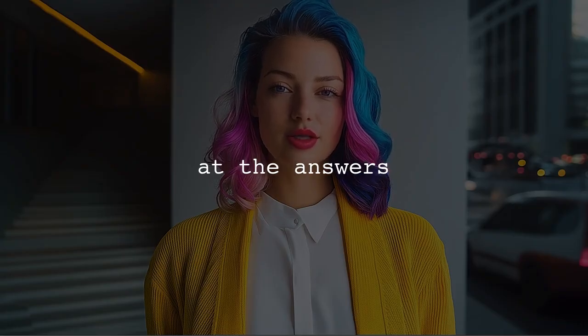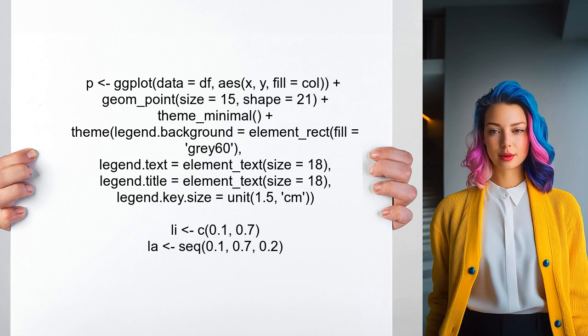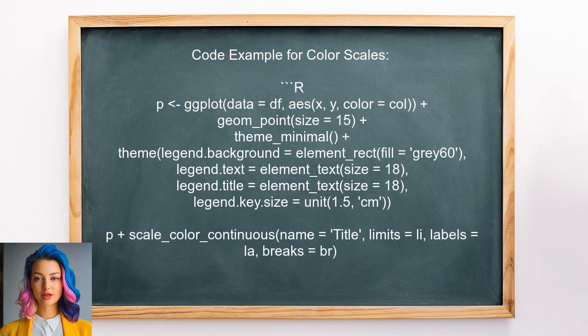Now, let's look at the answers provided by other users. An alternative solution comes from another user who suggests that this issue may be resolved by using the development version of ggplot2, specifically version 2.2.1.9000. They provide code examples that demonstrate how to set up the data and apply the continuous fill and color scales correctly. They also provide similar examples for color scales, showing how to apply the same limits and labels to ensure the legend displays correctly.